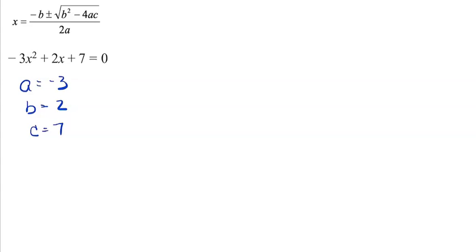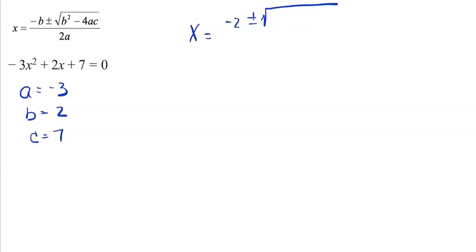So we have x equals negative b, so negative 2, plus or minus, I need a really big radical sign here. All right, where is my b squared? B is 2, so 2 squared minus 4 times a, and a is negative 3, times c, which is 7. All of this is over 2 times a, and again, a is negative 3.